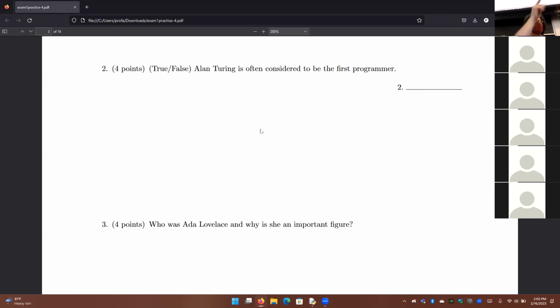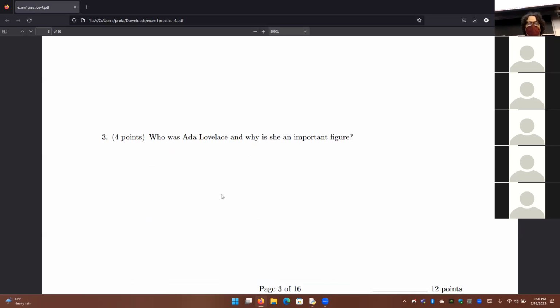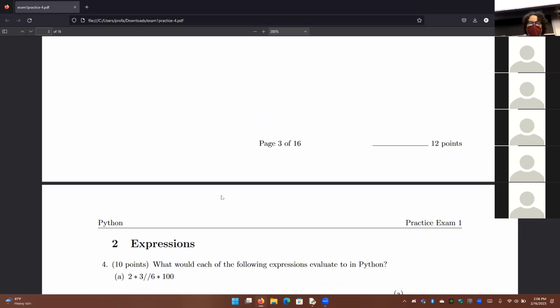So, you know. Yes, question. So set number 2 is false, right? Yes. And the answer is number 3. She's often considered the first programmer. If you want to go into more detail, she was Lord Byron's daughter. She died at an early age, but really the important thing is that she's widely considered to be the first programmer.